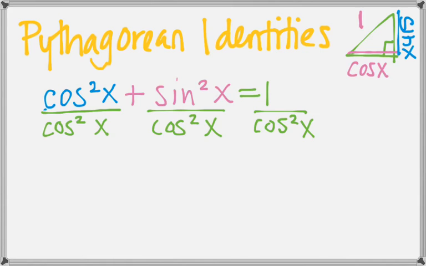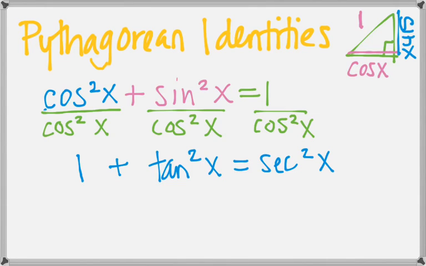All right. So the cosine squared of x divided by the cosine squared of x, you should have gotten 1 for that. What's the sine squared of x divided by the cosine squared of x? Tangent squared of x. And 1 over the cosine squared of x is secant squared of x. So that's our second of 3 Pythagorean identities. We got this one by dividing everything in the original by cosine squared. How do you think we're going to get the third one?